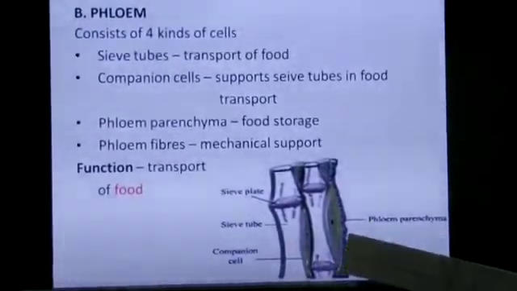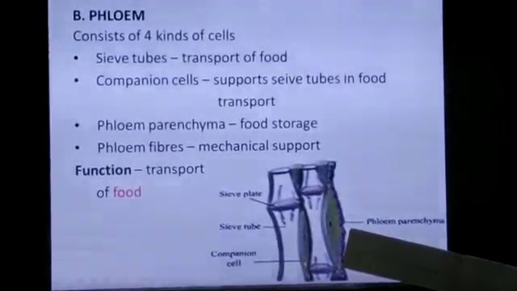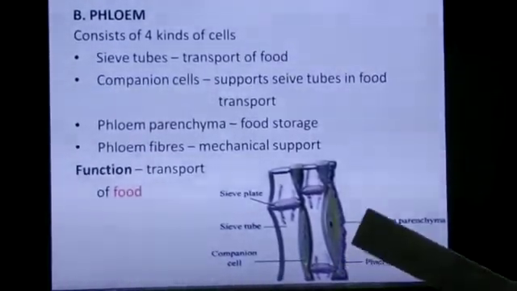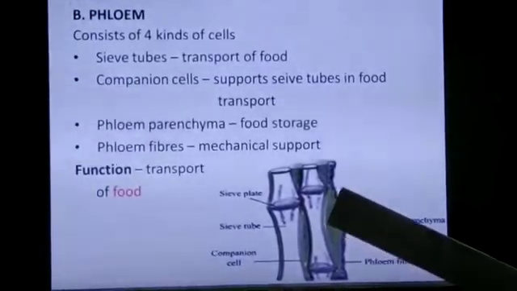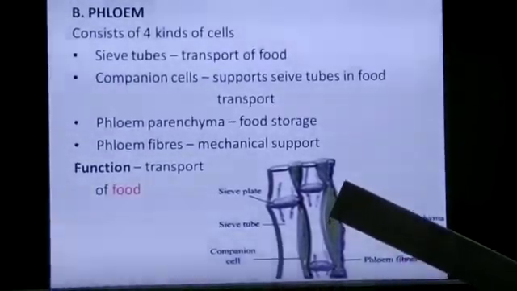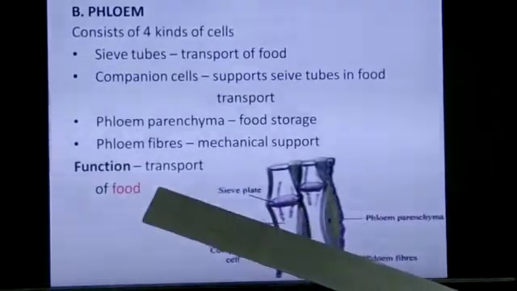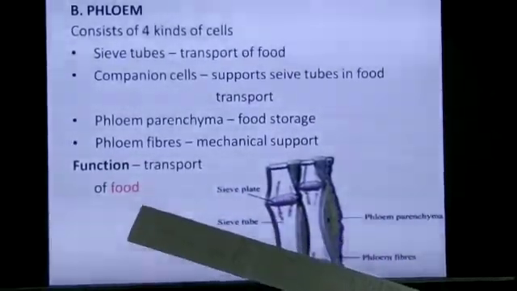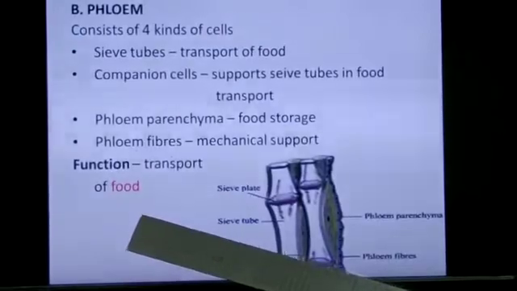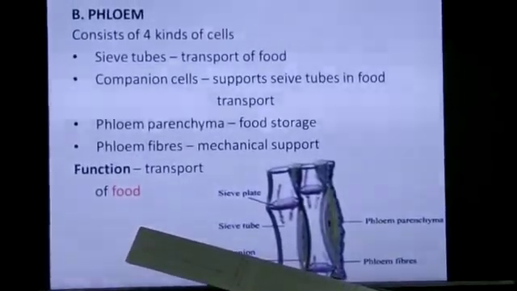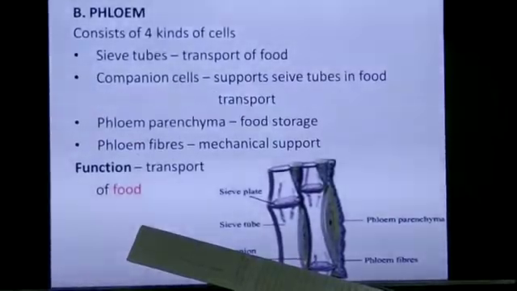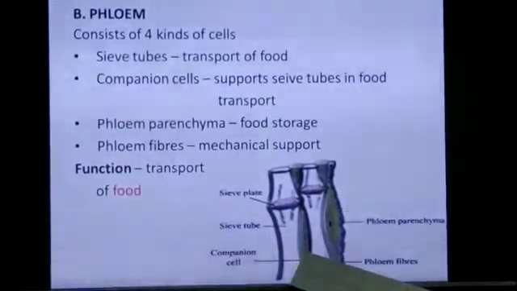Phloem parenchyma, like xylem parenchyma, also helps in food storage. And phloem fibers, like xylem fibers, give mechanical support to the plant parts. The function of phloem tissue is to transport food. Now we know that food is prepared by leaves in plants, but the entire plant needs food, so that food is translocated through phloem tissue to all the parts of the plant.